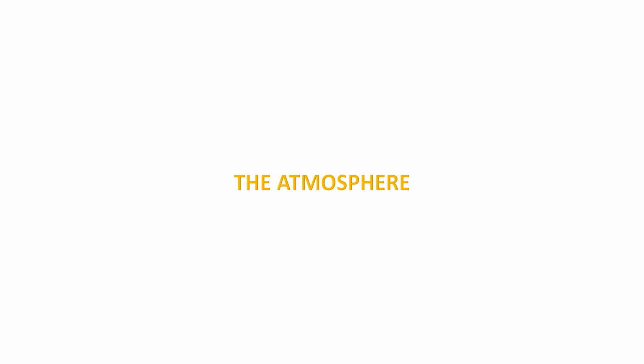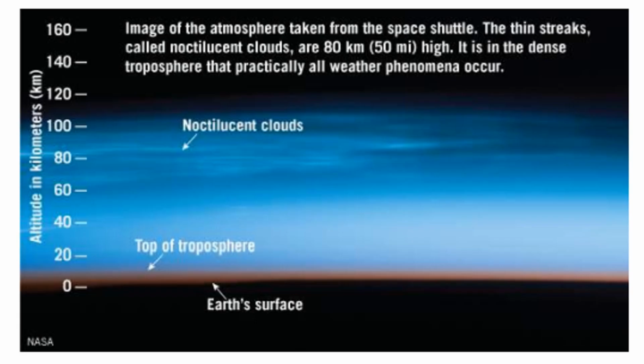So now, since this is meteorology class, we will obviously focus on the atmosphere. Because when you say meteorology, we are talking about the weather and the energy exchanges that continually occur between the atmosphere and the Earth's surface and between the atmosphere and space, which produce the effects that we call weather. And this image shows the atmosphere taken from the space shuttle.